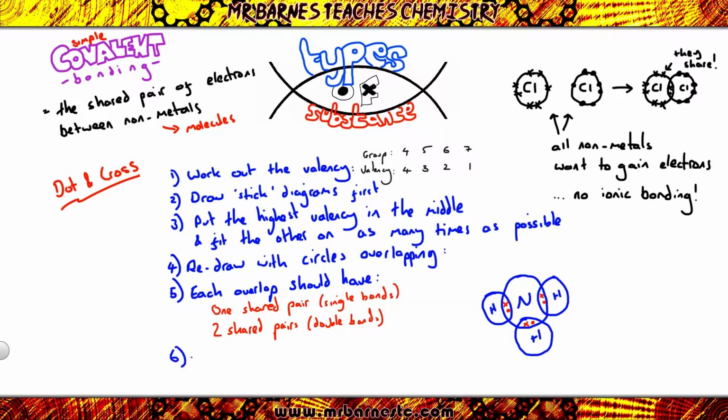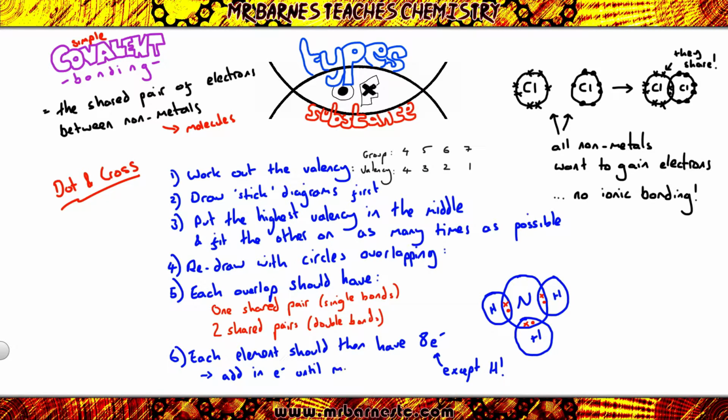And then my final step is I must make sure every element has 8 electrons in the outer shell, with the exception of hydrogen, which should only have 2. So I'm going to add in electrons onto the outer shell, not in the overlap, until I get up to 8 for everything other than hydrogen.